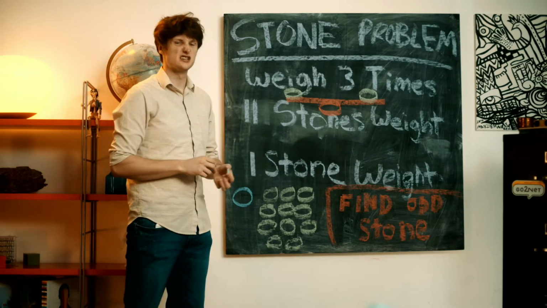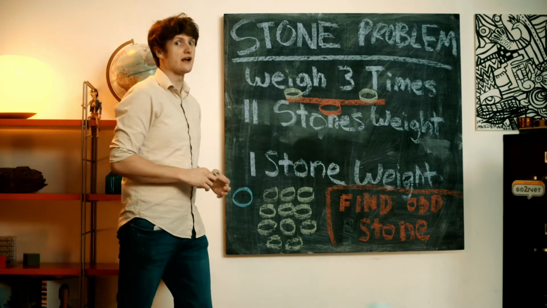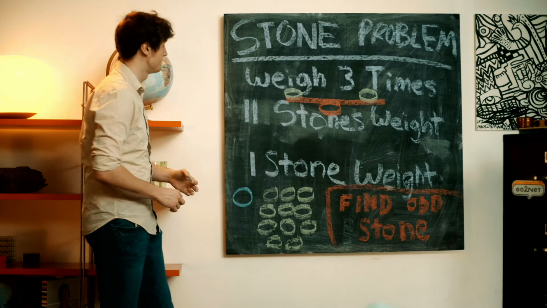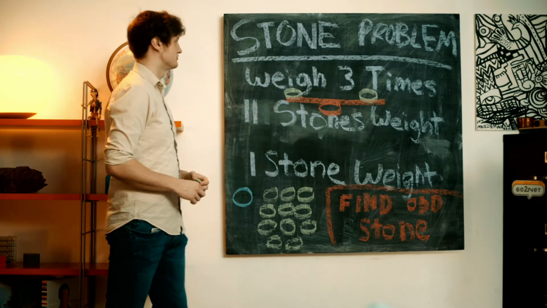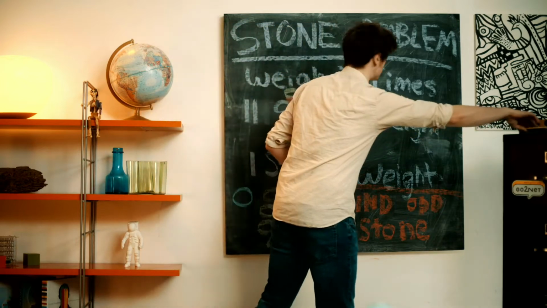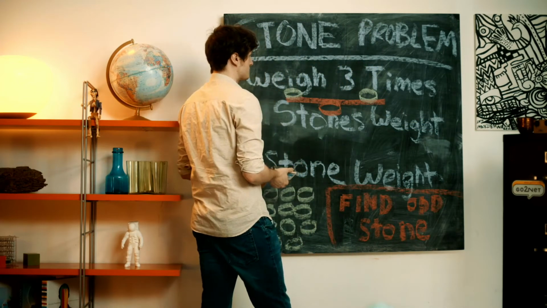Maybe there's some crazy rare metal that's hidden inside the stone. Maybe it's gold. It's hidden inside the stone, so we can't see it. That's one of the reasons that we're weighing it. Or maybe it's a lighter element. Maybe it's not a heavier element.